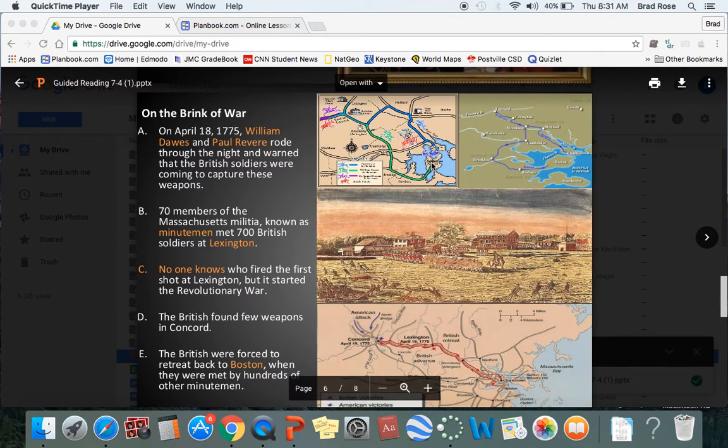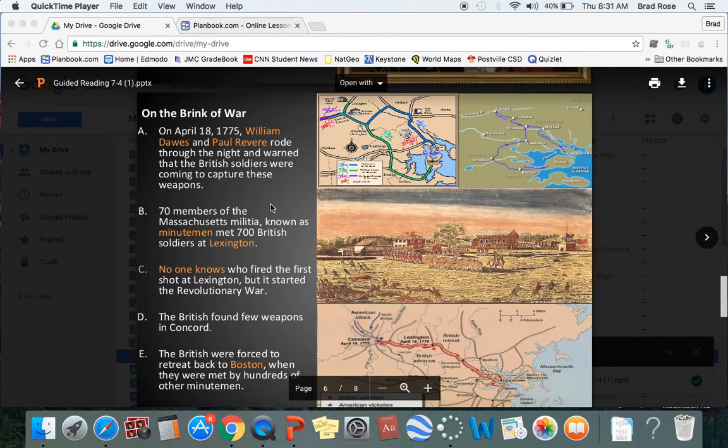Okay, so here is the British. They again are part of that committee of correspondence, secretly spying on the British. When they find out that the British are going to come arrest them, they try to ride through the night. There's Paul Revere, here's William Dawes, riding through the towns to warn that the British are coming. Paul Revere is captured, but Dawes is able to get through to other riders to spread the message.